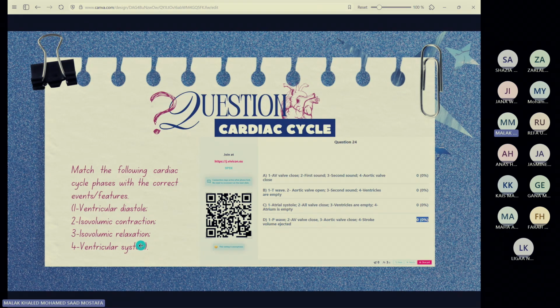and then the stroke volume is ejected in ventricular systole. The ventricles contract. It's not T wave. T wave happens when your ventricles are repolarizing, and then they relax later after the T wave, because electrical events come before your contractile events. Does that make sense?